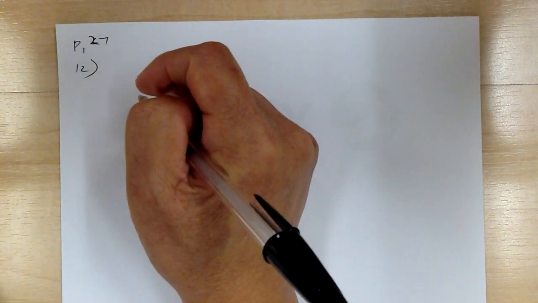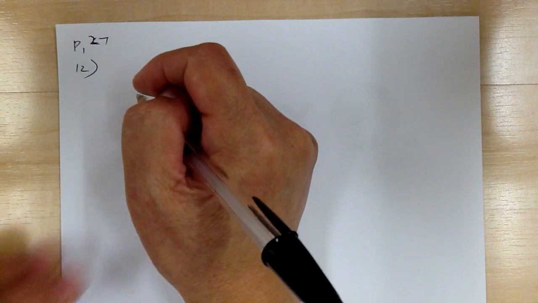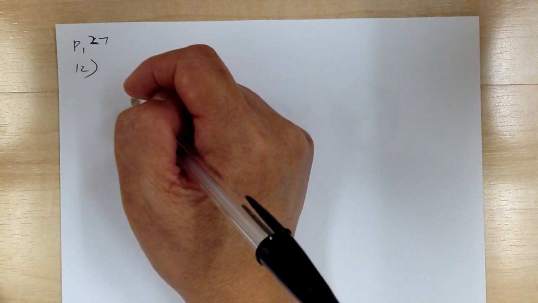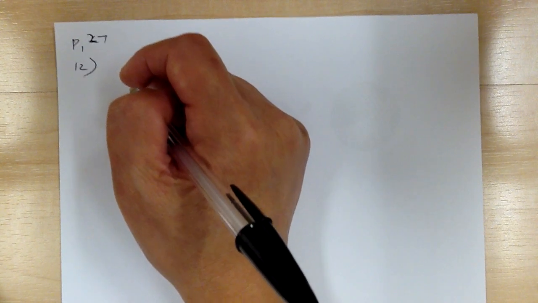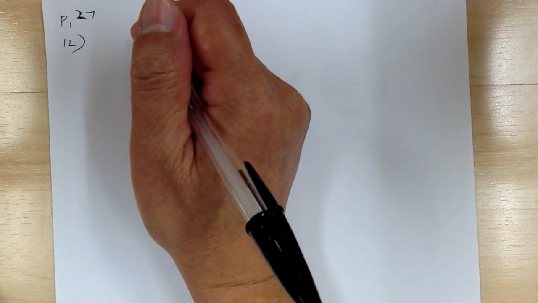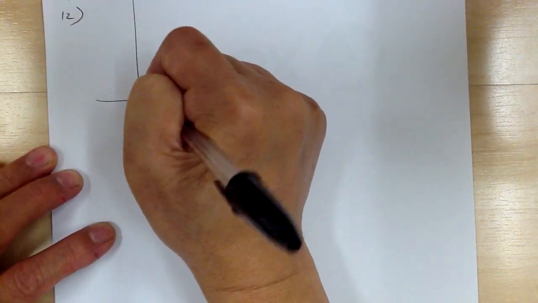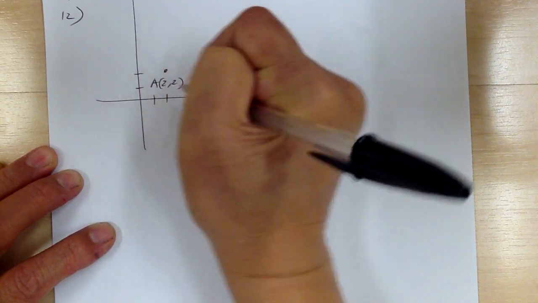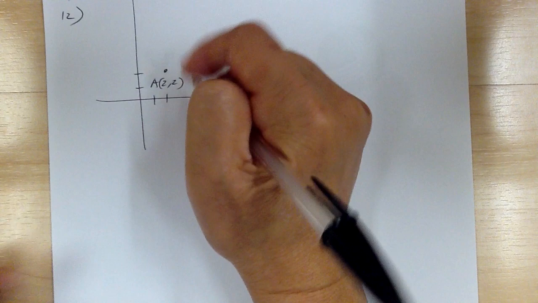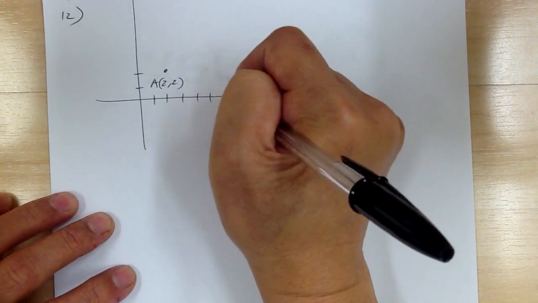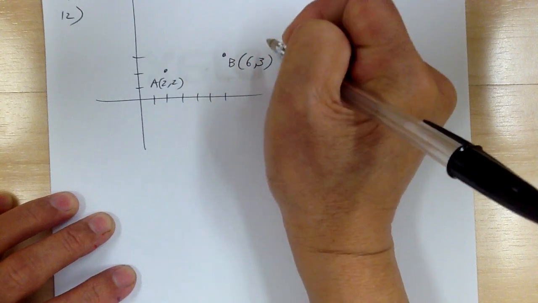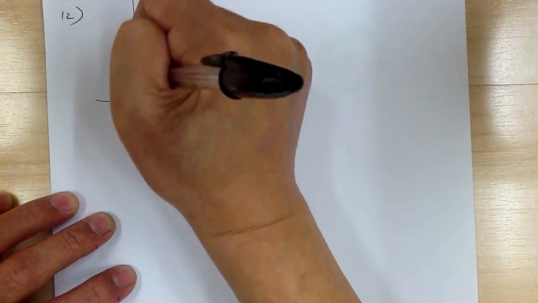Okay, number 12, you find the coordinates of the midpoint of the hypotenuse of a right triangle with the given vertices, and then you have to show the midpoint is equidistant from the three vertices. Okay, so go and sketch it out. Point A is (2, 2). Point B is (6, 3). And point C is (5, 7).